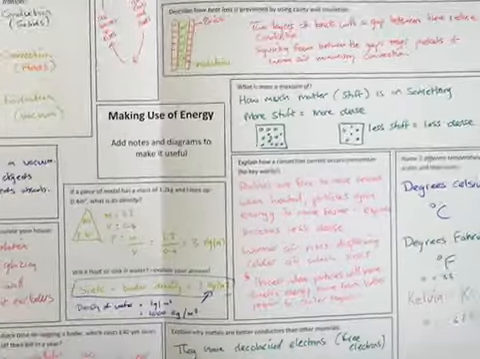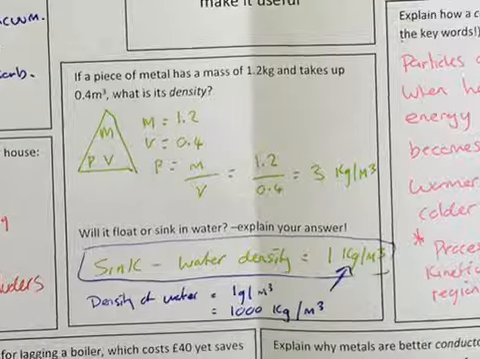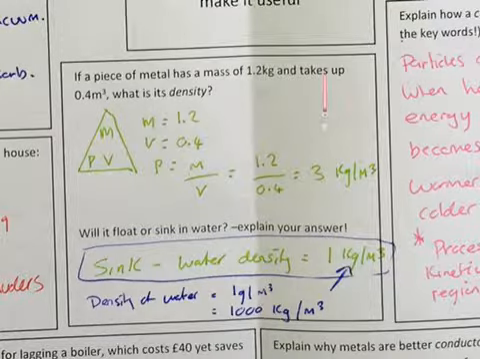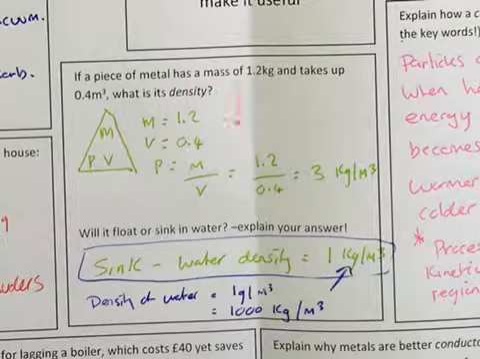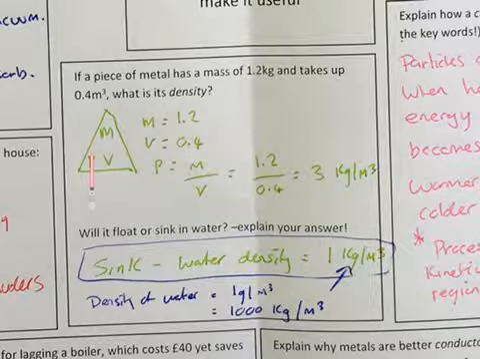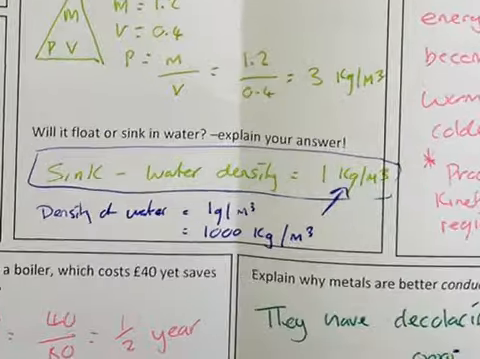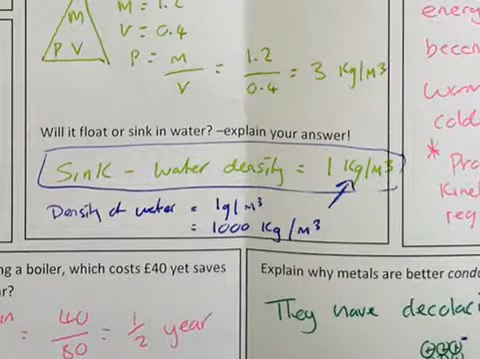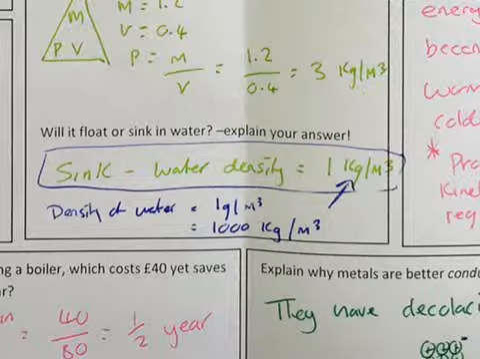So this applies to density, and I've got a nice question on density for you. If a piece of metal has a mass of 1.2 kilograms and takes up 0.4 metres cubed, what's the density? Well, I'm looking for density, which is the Greek letter rho, it looks like a P. So it's M over V, it's 1.2 over 0.4, and that comes out to be 3 kilograms per metre cubed. Now, will it float or sink in water? Explain your answer. I didn't write the explanation, but I'll explain now.